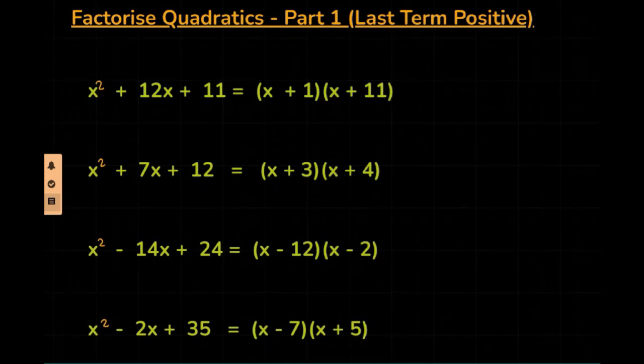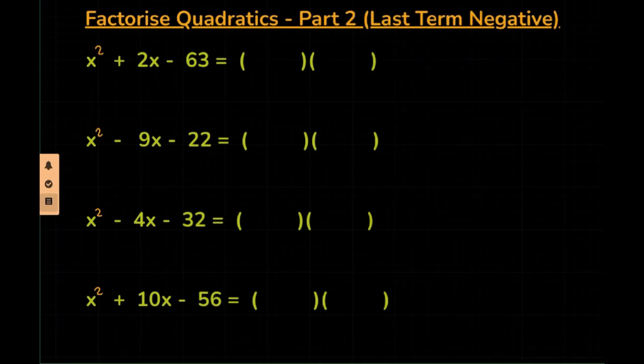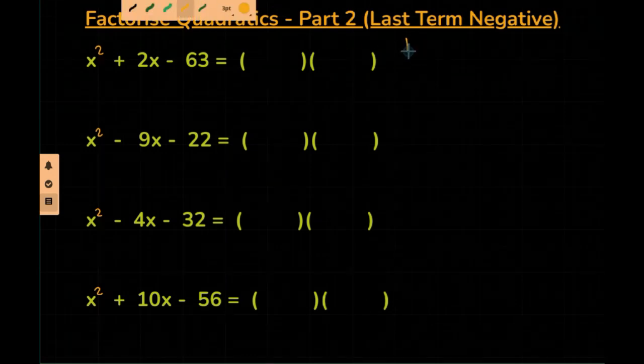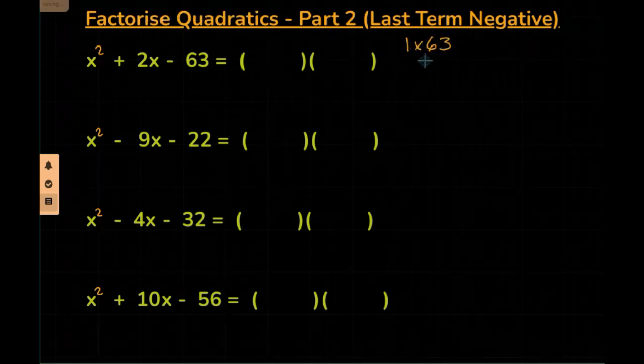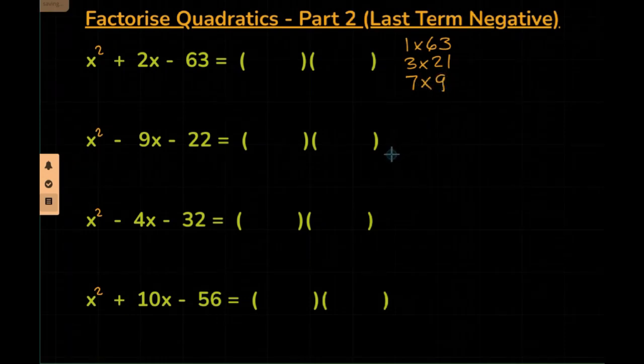Okay, in every case, I've got a plus and a plus, or a minus and a minus for the terms in the brackets. I'm going to now look at when the last term is negative. So instead of having a plus here, we're going to have a minus. In the first example, I need a product of minus 63. Well, I'm not going to worry at the moment about the minus. I'm just going to look at getting 63. So I'll multiply 1 times 63, because that makes 63. I could multiply 3 times 21, that makes 63, and also 7 times 9 makes 63.